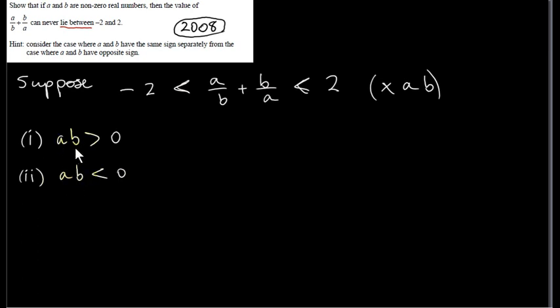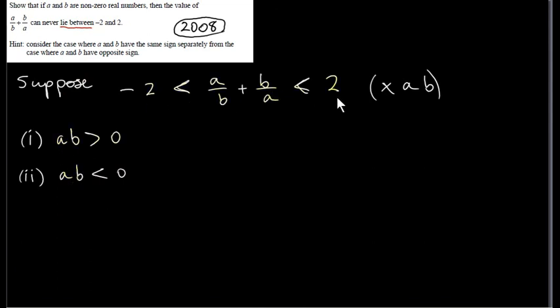Now these are the only two cases to consider. We don't have a third situation. We don't have a case where AB is equal to 0. AB cannot equal 0 because we're given that both A and B are non-zero real numbers. The only way to get 0 is if one of these numbers is 0, and neither of them is 0. So we don't have that third case. There's only two cases to consider.